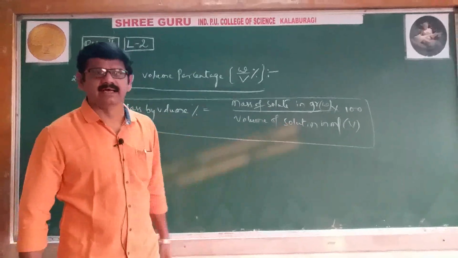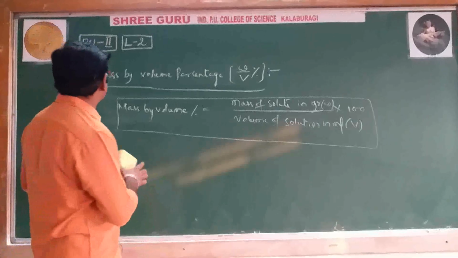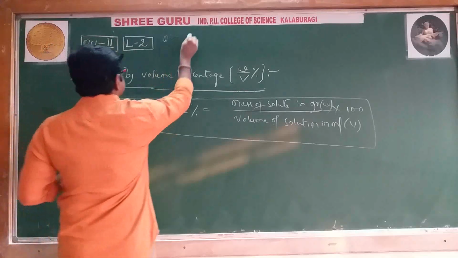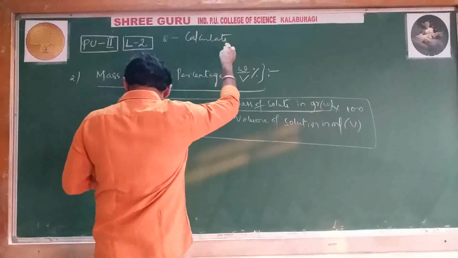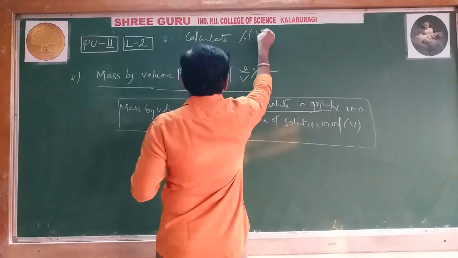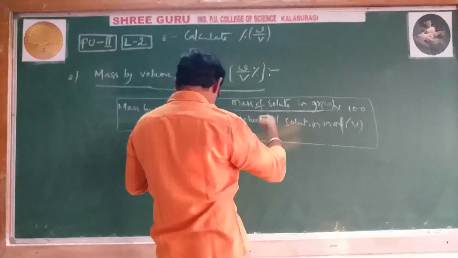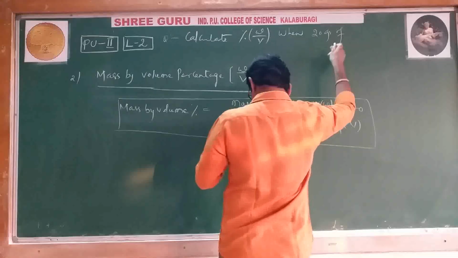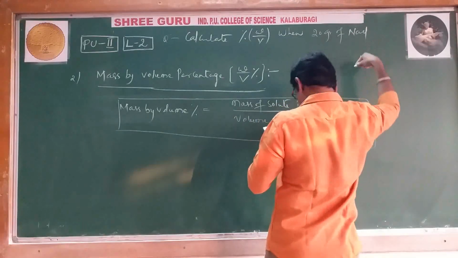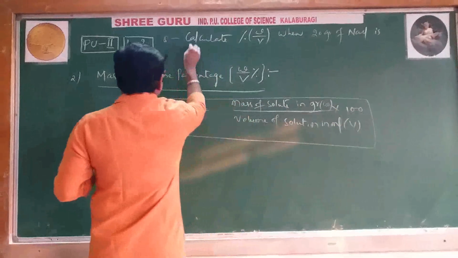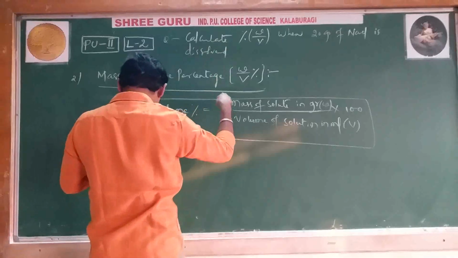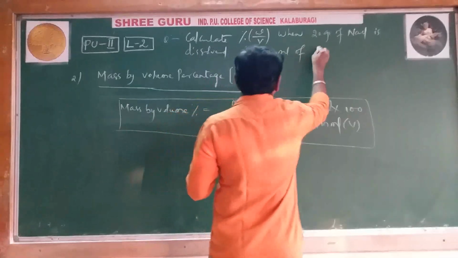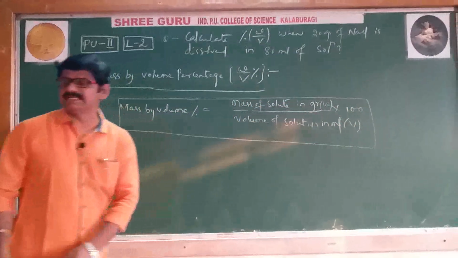Based on this formula we'll solve one question. The question is like this: calculate the percentage W by V, nothing but mass by volume percentage, when 20 grams of sodium chloride is dissolved in 80 ml of solution.